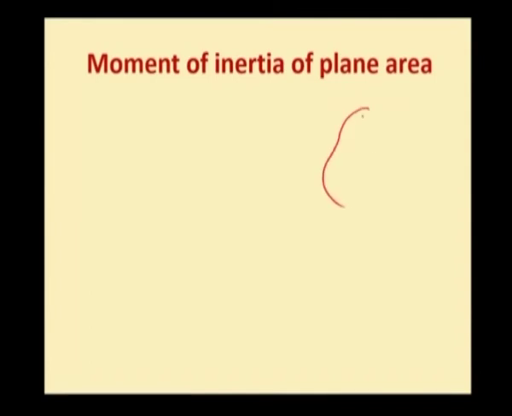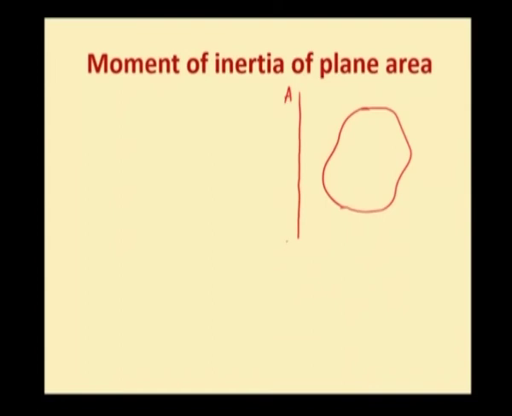Now, consider a plane area like this, and also consider a reference line. Now, we are going to compute the moment of inertia of this plane area with respect to this reference line, which is AB. Once again we are going to divide this given area into numerous smaller areas, smaller strips. Here I am showing only 3 strips. The entire area will be divided into strips.